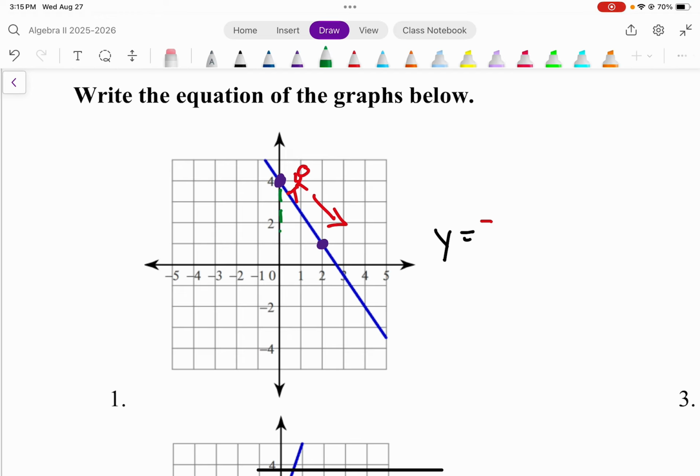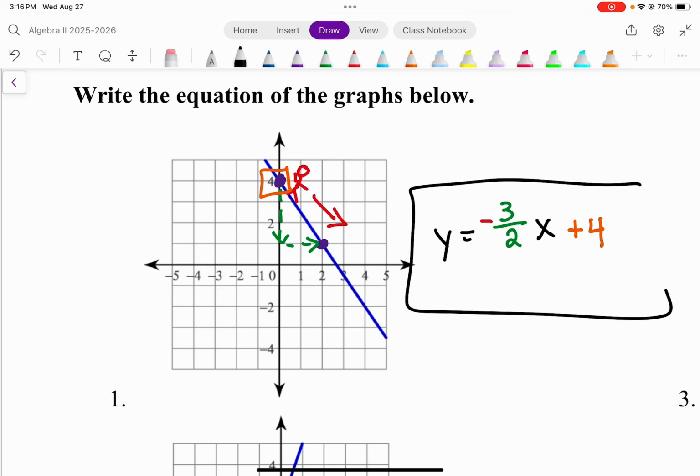In this one, we end up going down 3 spaces, so our top value would be 3, and then we go to the right 2, bottom value 2. When you write your equation, don't forget to include x right after the slope. Once you have that, then you can find your y-intercept, and in this case, it crosses the y-axis at positive 4, making our equation y equals negative 3 over 2x plus 4.